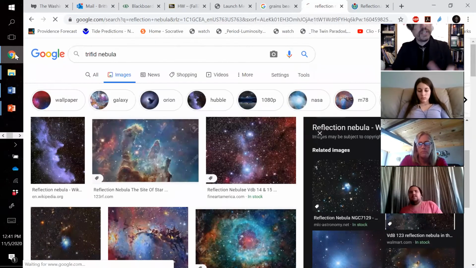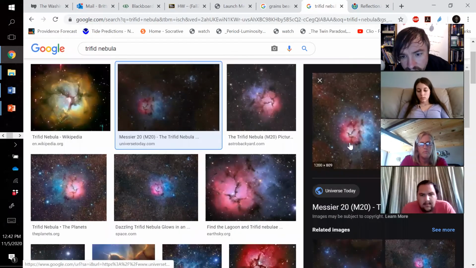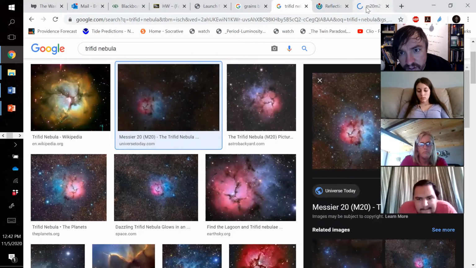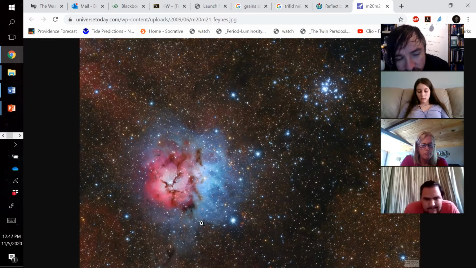Sometimes you get an emission nebula and a reflection nebula together. The Trifid is one such example. That's a pretty nice image. So if you guys can see all the blue light there, that's all blue light from scattering from dust grains. So dust grains are responsible for this.